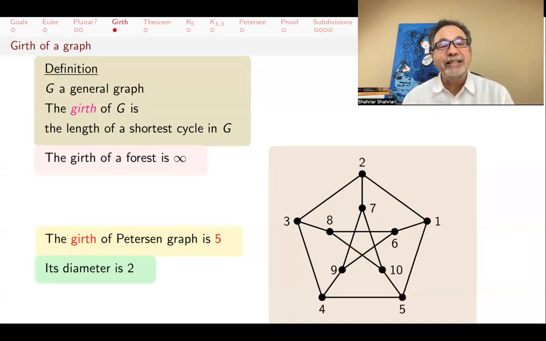A related thing is the diameter. We are not going to use the diameter, but this graph, the Petersen graph, is interesting because it actually has a small diameter and a large Girth. The diameter is 2. What's the diameter? The diameter is the longest distance between two vertices. What's the distance between 1 and 3? Well, you can go to 1 and 3 several different ways. For example, you could go from 1 to 6 to 9 to 4 and then 3.